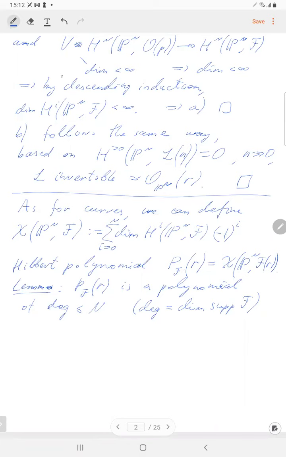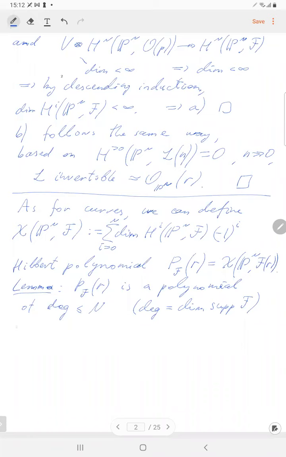Okay? So what you had in home assignment was sort of a poor man's version, when we didn't have the notion of Euler characteristic. Then we had to use a high enough, positive enough twist, in order to compute just global sections. But you don't need to go far into the positive range if you use the notion of Euler characteristic. It's much more natural. Okay, so we have this.